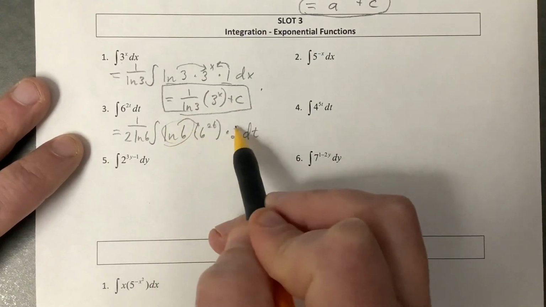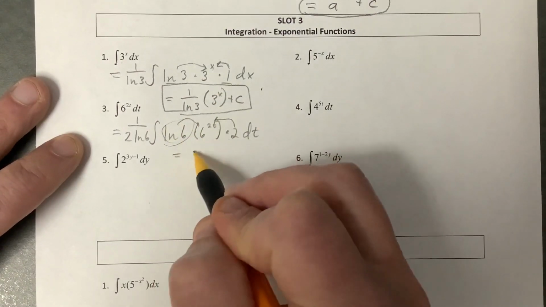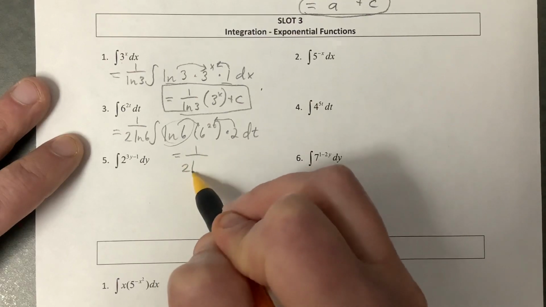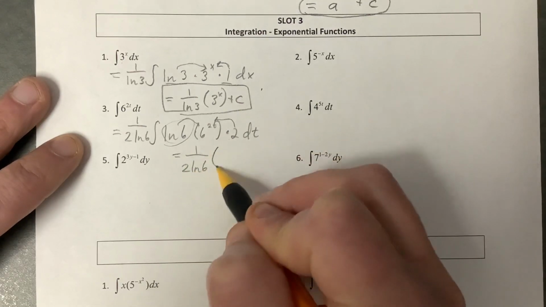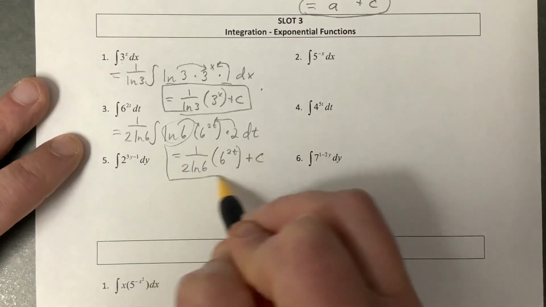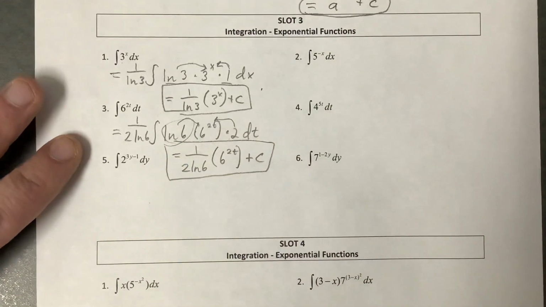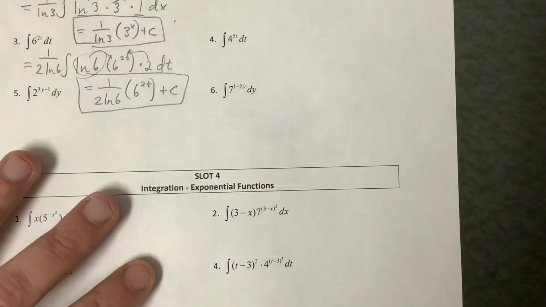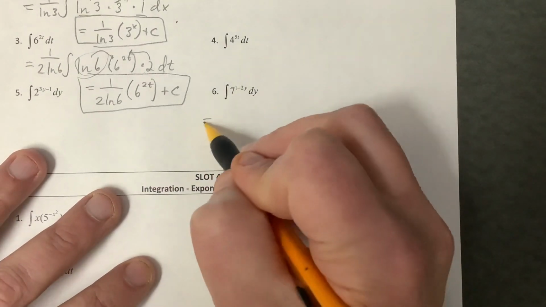This is going to chain, this is going to chain, and this is going to end up being 1 over 2 natural log of 6 times 6 to the 2t plus c. Donezo with that one. Let's try one more. Let's do number 6. All right, and number 6, same idea.